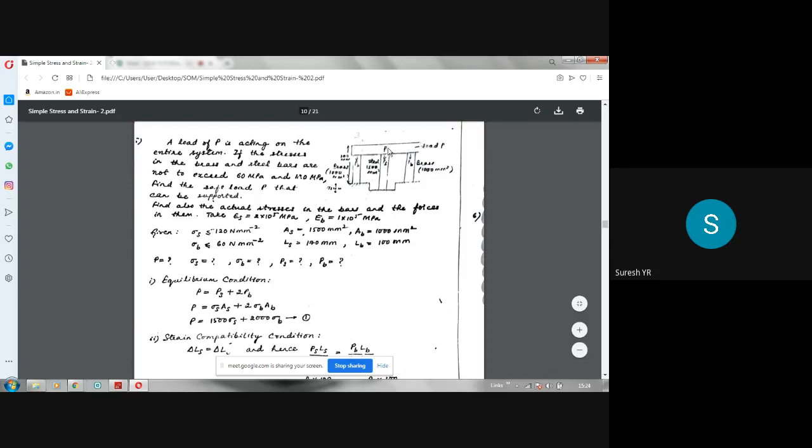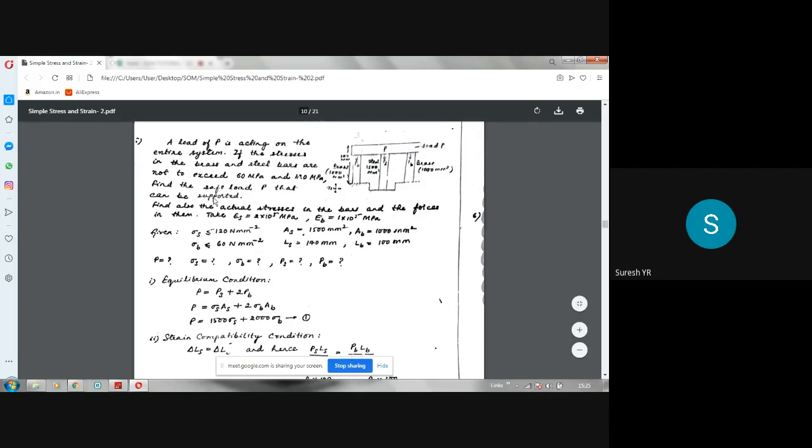So your total P will now be PS plus PB plus PB. I have written here, P is equal to PS plus 2 times PB. That is your equilibrium condition, because he has given two brass bars, so we have to take 2 times PB. Now the question is to find out this P.